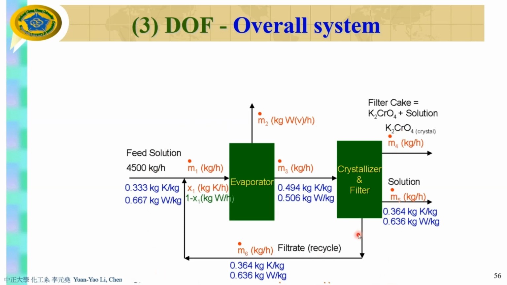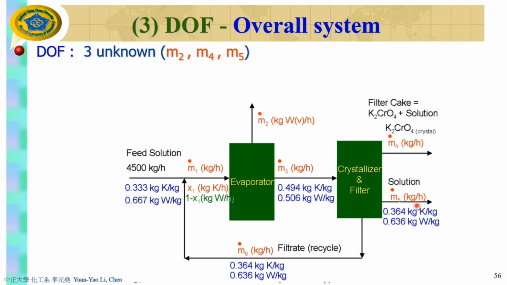One input and 3 outputs. You might say, well, Professor, something is wrong, because this stream is inside the circle, right? So you only have 1 input and 3 outputs. So we have 3 unknowns: M2, M4, and M5. So how many equations can you make?